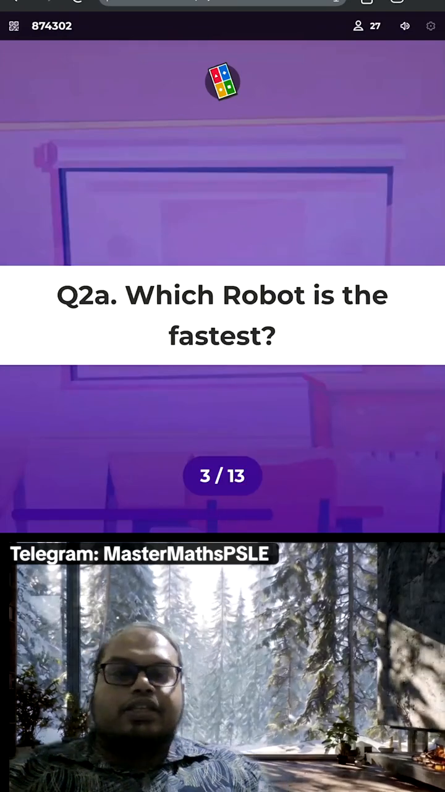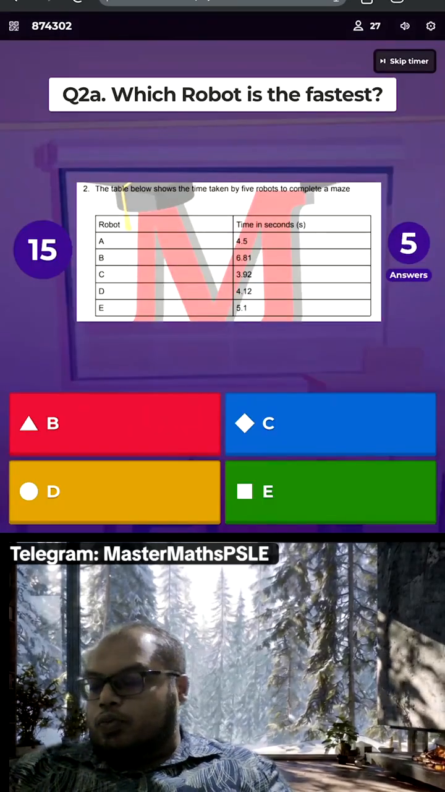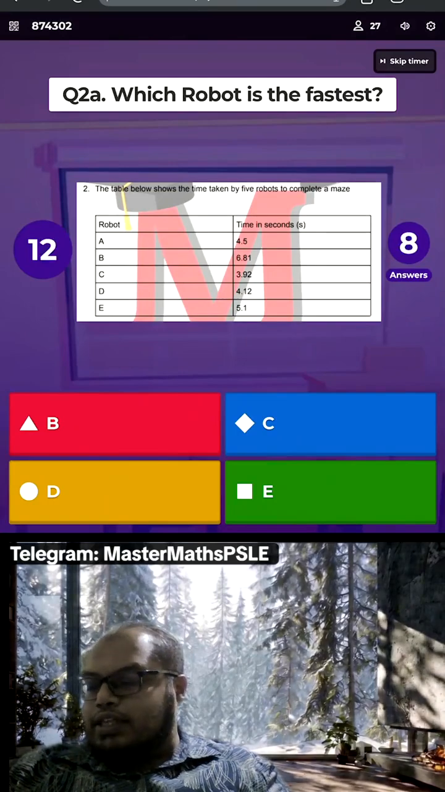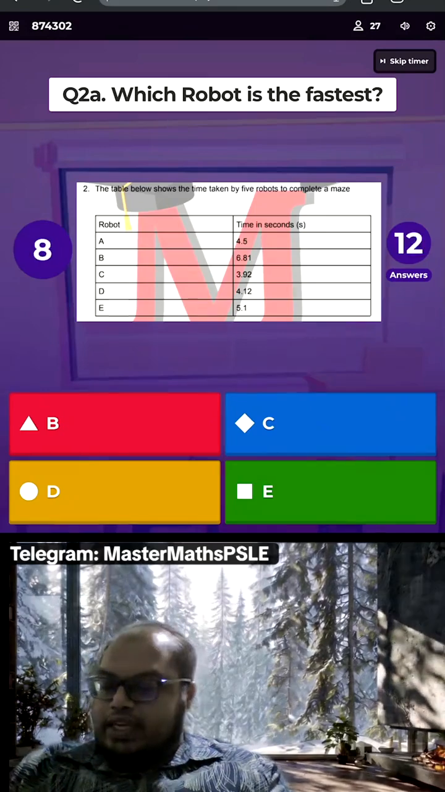Now, this question, there's a table. From the table, we need to answer which robot is the fastest. Is it B, C, D, or E?